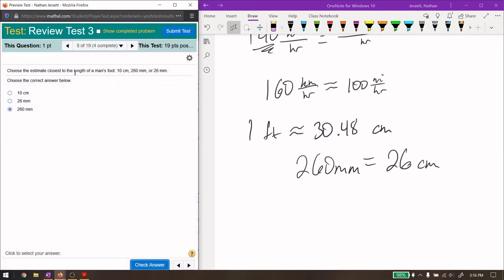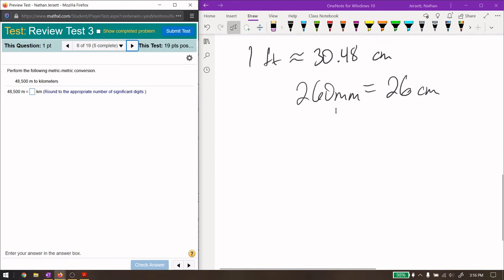You can, of course, just convert a man's foot, right? You can just like measure your own foot, and it's approximately a foot long, right? 12 inches long. So you can just do the conversion, and you're looking for the number that's closest to 30.48 centimeters. The only one there is 260 millimeters.